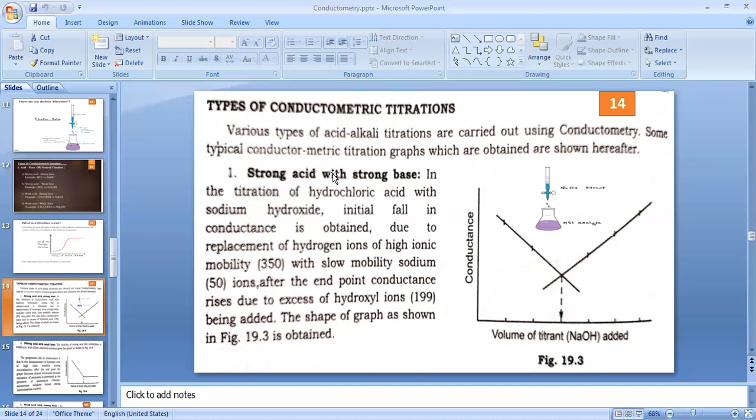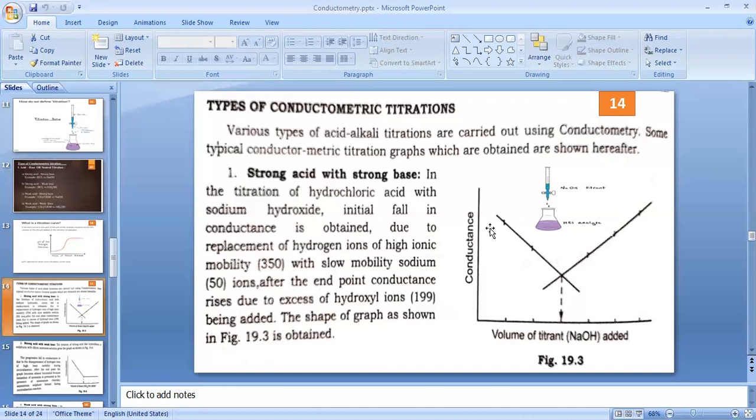In this titration, we are going to titrate hydrochloric acid with sodium hydroxide. Initially there is a fall in conductance due to the replacement of the hydrogen ions of high ionic mobility with slow mobility sodium ions. But after the endpoint, the conductance rises due to the excess of hydroxyl ions being added. The shape of the graph for strong acid with strong base is depicted over here.